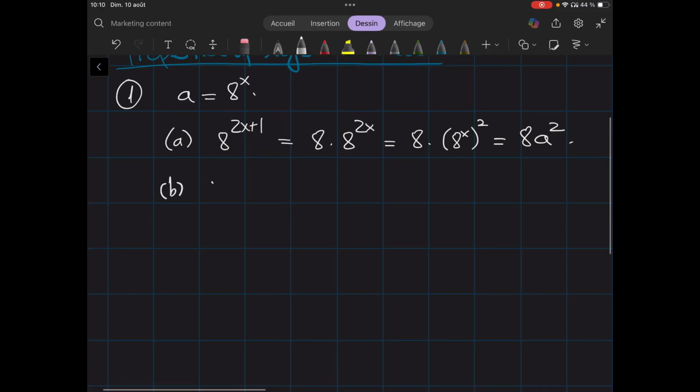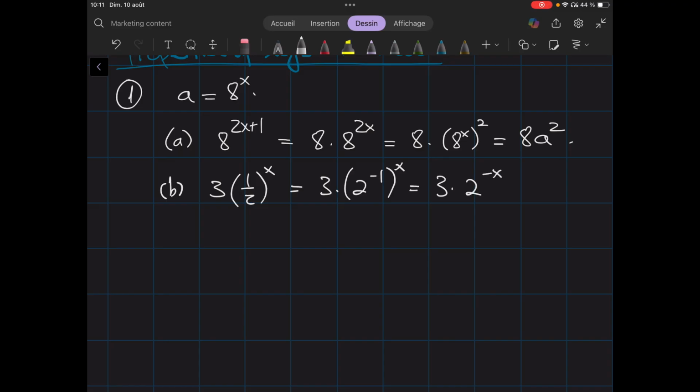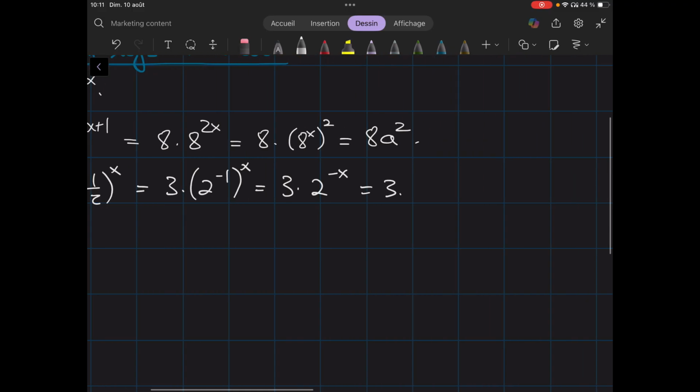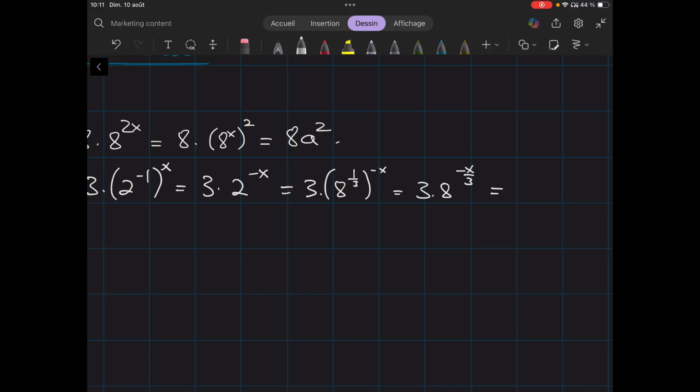Part B. 3 times 1 over 2 to the x. 1 over 2, that's 2 to the negative 1. 2 is 8 to the 1/3. Thus, our final answer is 3 times a to the negative 1/3.